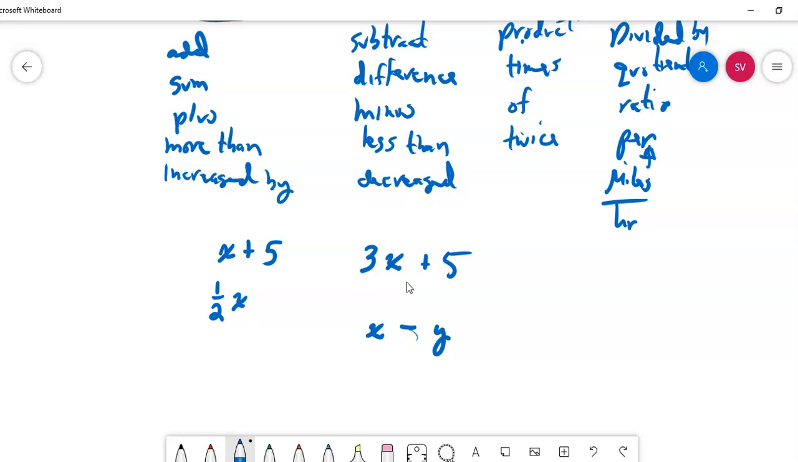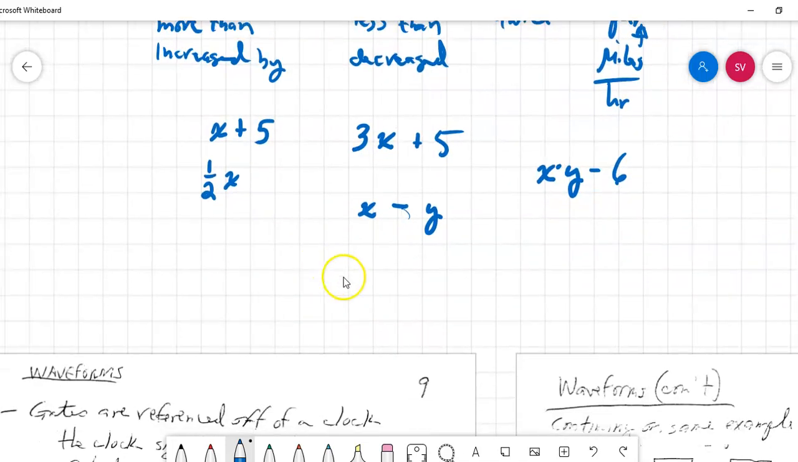The next one, 6 less than the product of two numbers. The word product is multiplication. I don't know what these two numbers are, so I'm going to take them and multiply them, since it says 6 less than the product of two numbers. That's X times Y. Now 6 less than that is minus 6.